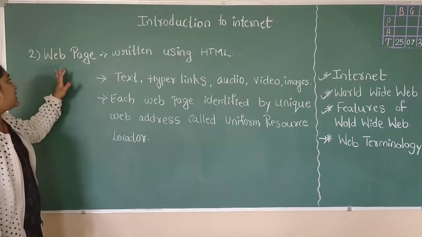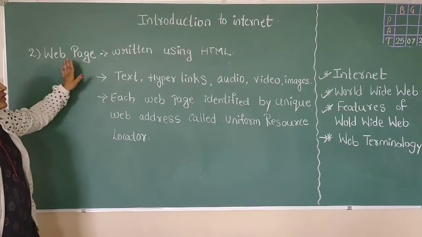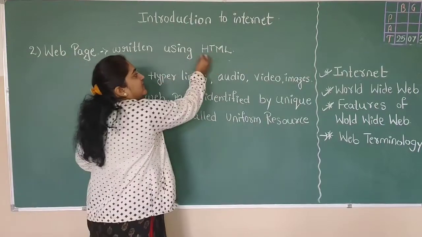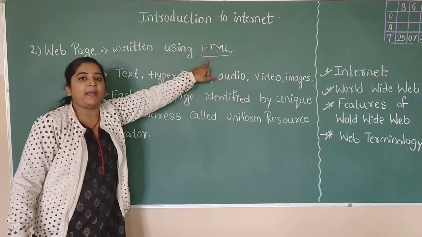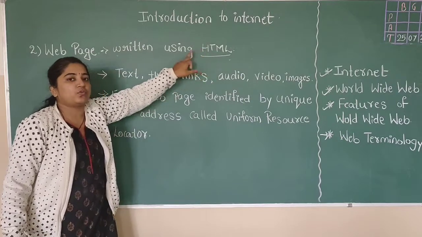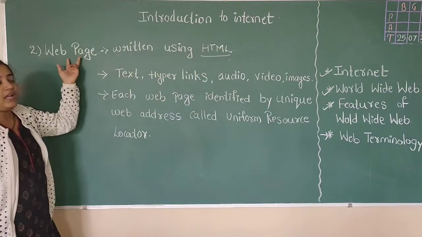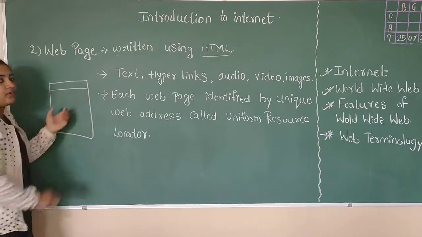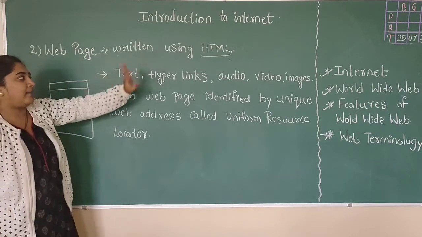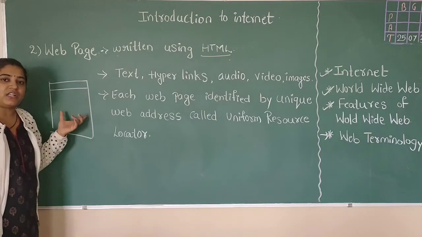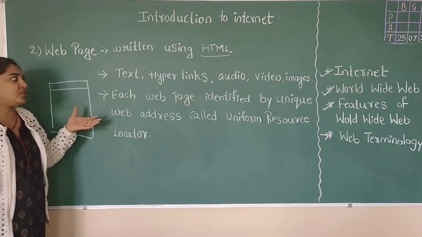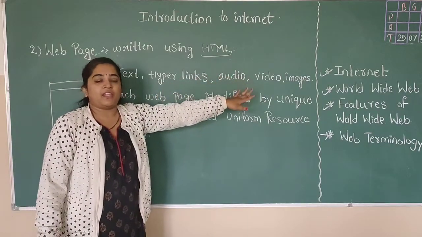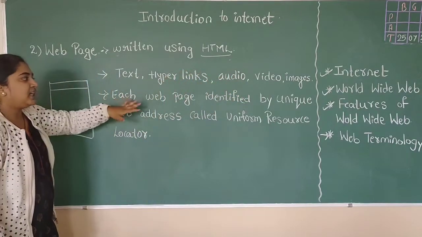So the second one is what is web page. So web page is written using HTML language. HTML is what? Hypertext Markup Language. This is the language used to create web pages. So to create web pages, which language will we use? We will use HTML. So this is a digital web page which consists of text, hyperlinks, audio, video, images, etc.